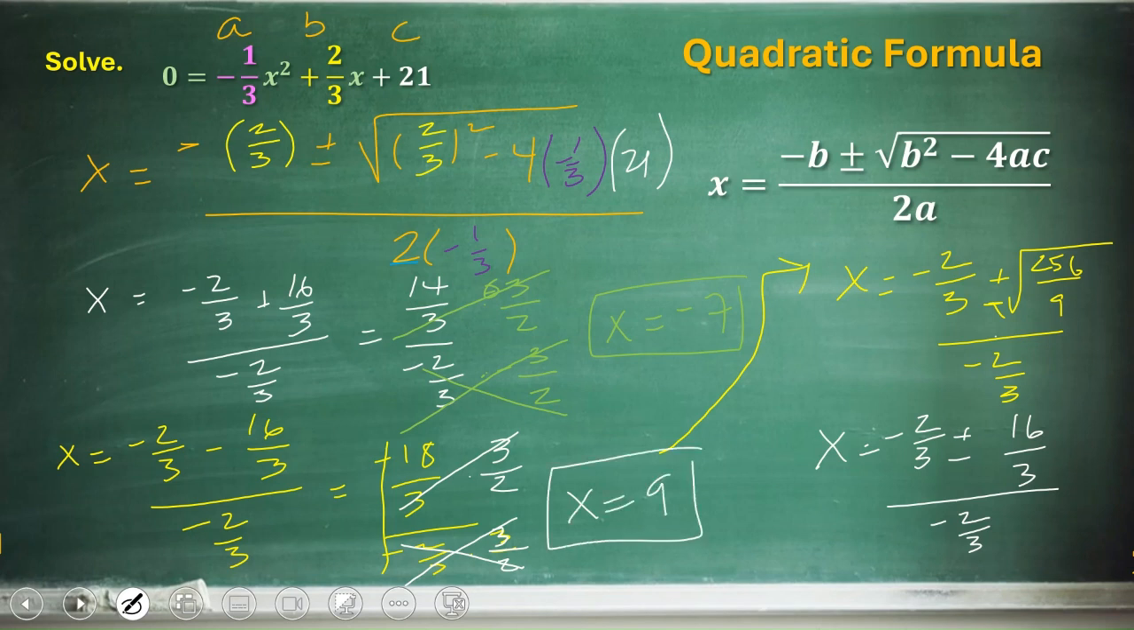So if I wanted to check my work, I would plug both of these x values into the x's and make sure when I do that, I get 0. I know these are the right answers because I wrote the problem, so I'm not going to work through that. But this is how you use the quadratic formula to solve a quadratic problem.